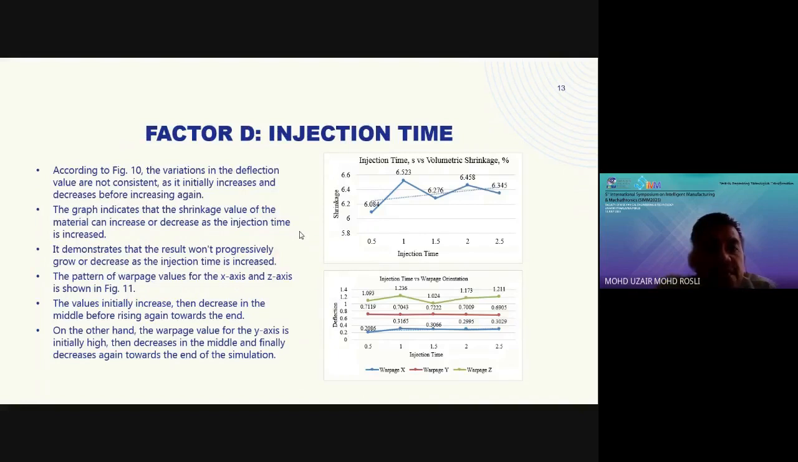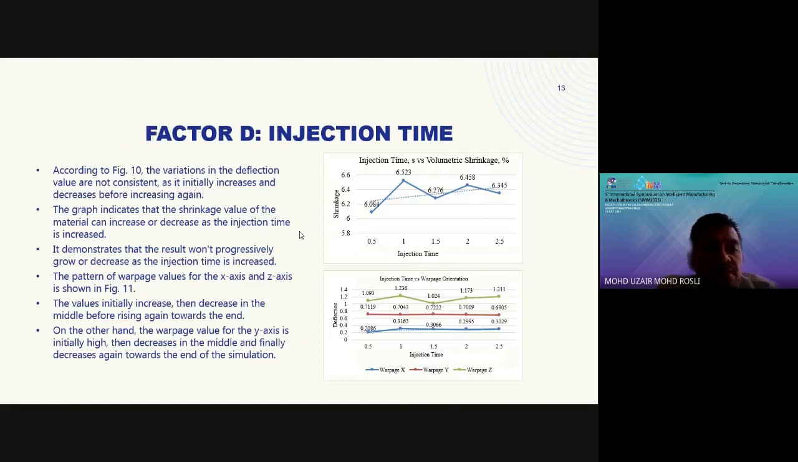According to Figure 10, the variation of deflection values is not consistent; it initially increases and decreases before increasing again. They are fluctuating. So the graph indicates that the shrinkage value of the material can increase or decrease as the injection time is increased. It demonstrates that the result won't progressively grow or decrease as the injection time is increased.